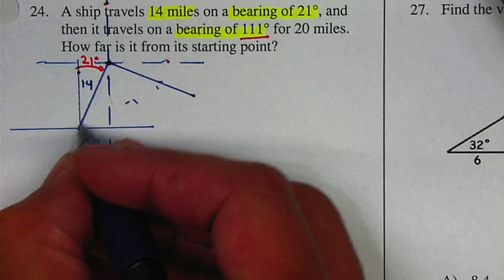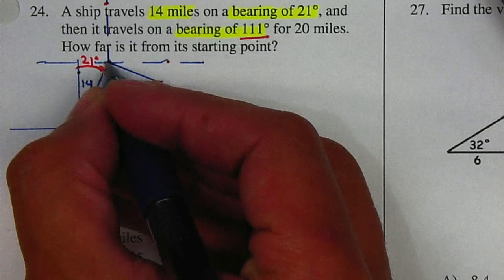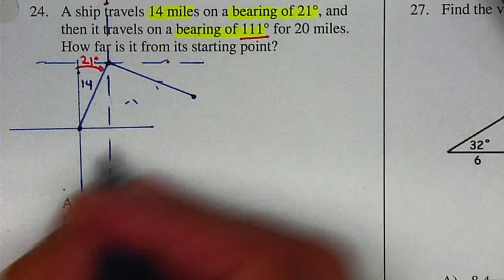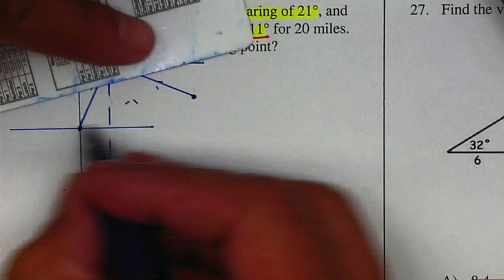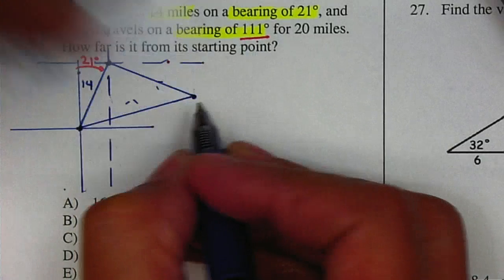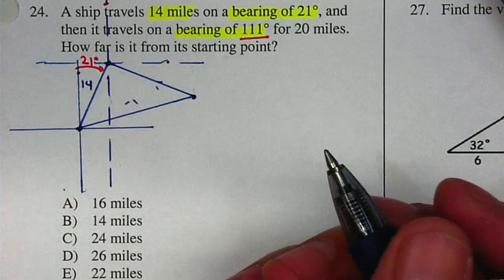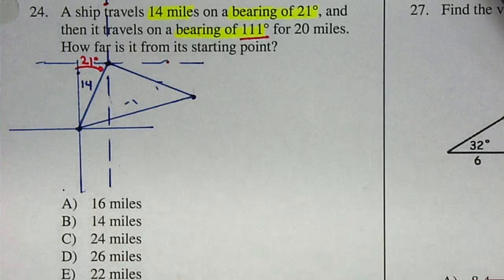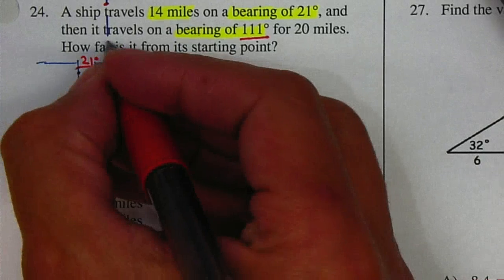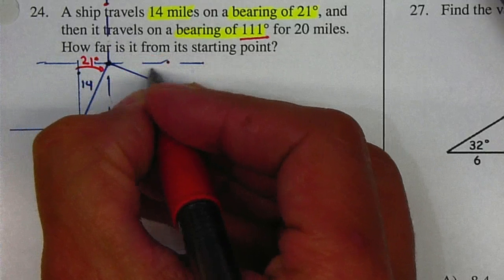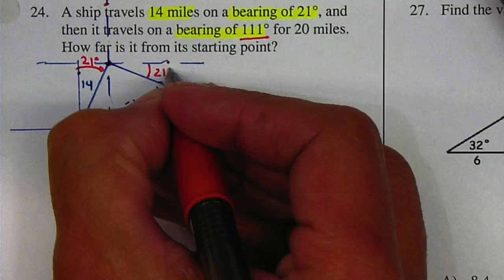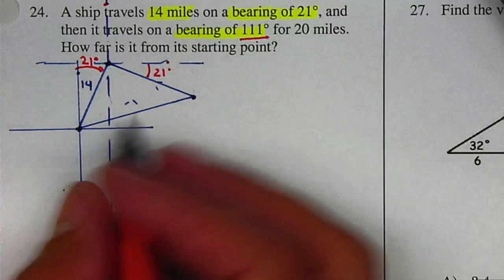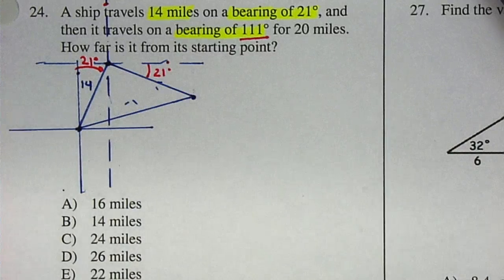So the ship first travels 14 miles on a 21 degree bearing, and then continues 20 miles on a 111 degree bearing. How far is it from the starting point? Now, a key thing to remember is that we are dealing with 90 degree angles in this unit. As we go into later units, we are not, but we are so far. So I know that this is 90 and this is 111. I know that this angle here is 21 degrees. I need to find another angle, and I know this is 20.